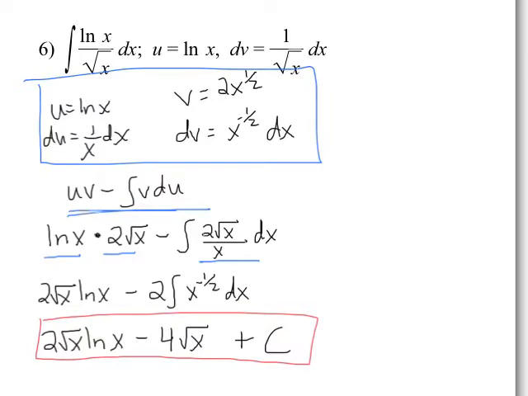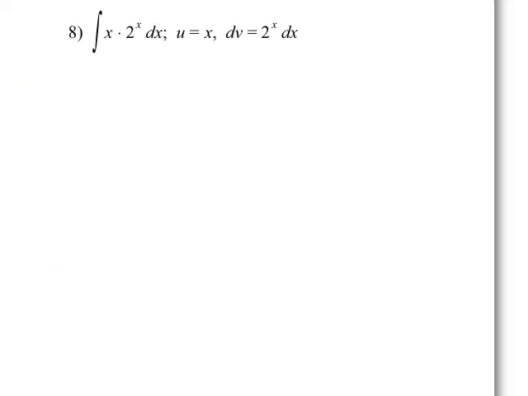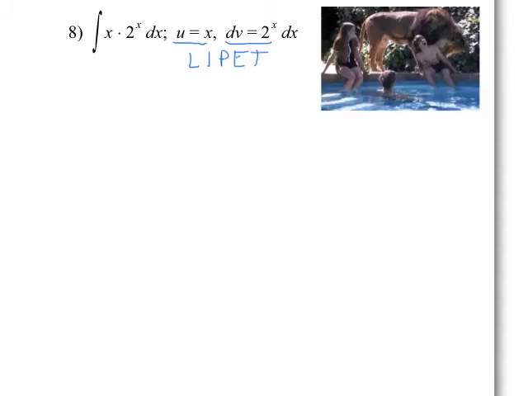Alright, let's move along to problem number 8. With problem number 8 they give us the u and dv again, which is very nice of them, but if we wanted to we could revert back to using LIPET, and we would find there are no logarithmic functions, there's no inverse trig functions, but there is a polynomial, and the x is the polynomial, even though it's only one term, but some people use algebraic rather than polynomial.